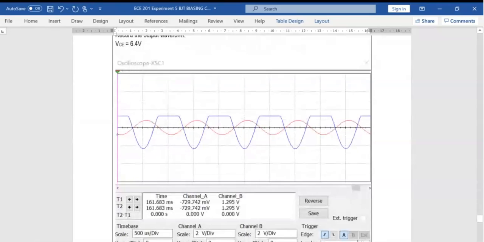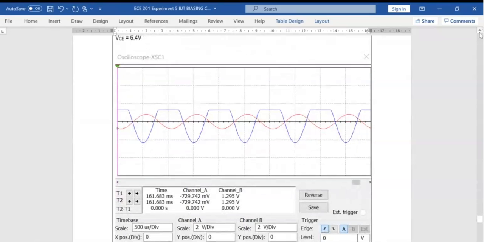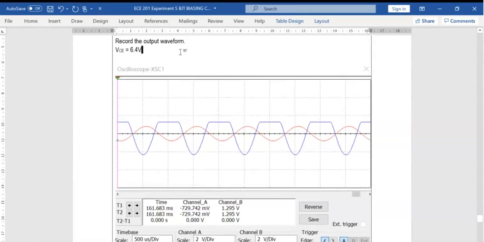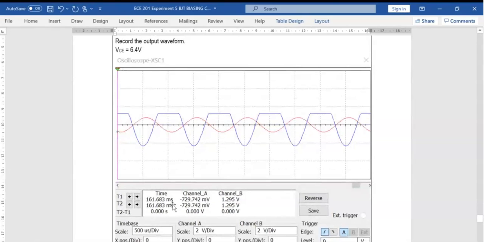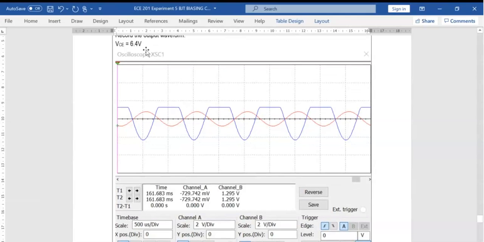Next, the last one, we have to record the waveform. If we set the BCE equal to 6.4 volts, this is the waveform. The output waveform is the blue. We have now a clipping at the top portion of the waveform.